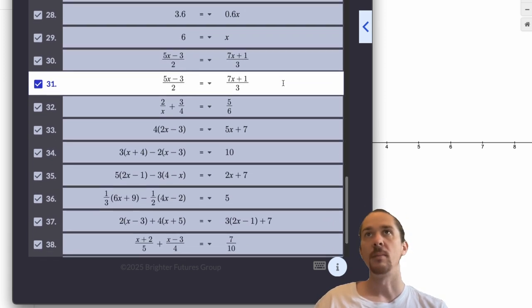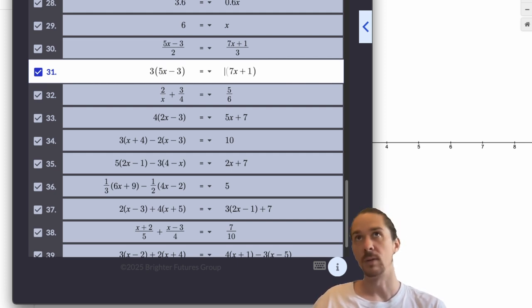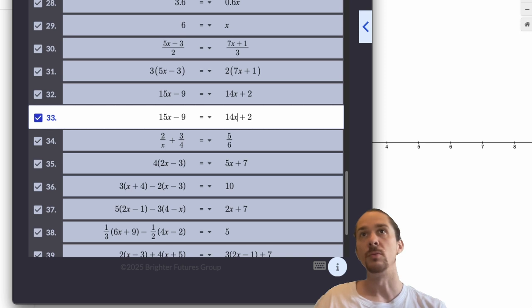Okay, in this question, I'm going to start by multiplying by 6. What that's going to do is it's going to get rid of the factor of 2 here and add in a factor of 3. It's going to get rid of that 3 there, and we're going to have a 2 here. So now we're going to expand our brackets. So this is going to become 14x plus 2. This is going to become 15x minus 9. I'm going to subtract 14x from both sides, and I'm going to add 9 to both sides.